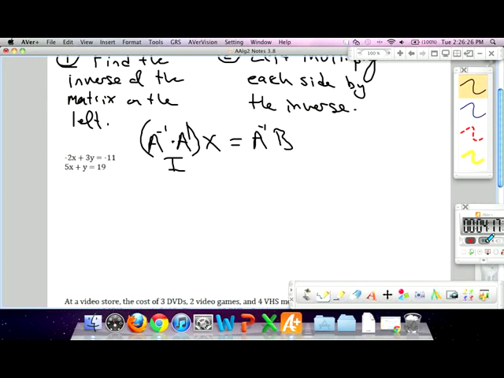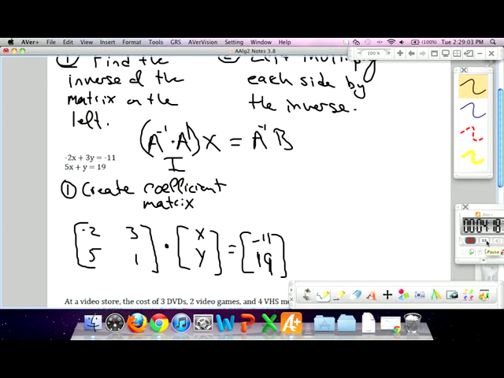All I've done is taken these two equations and made some matrices out of it. I've taken all the coefficients and made myself a coefficient matrix: -2, 3, 5, and 1. I've taken out the variables and made them into their own little variable matrix, a 2 by 1, since there's 2 variables. And those will be equal to this little 2 by 1 of the solutions, or the constants: -11 and 19.